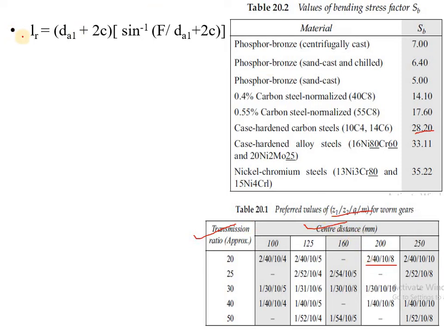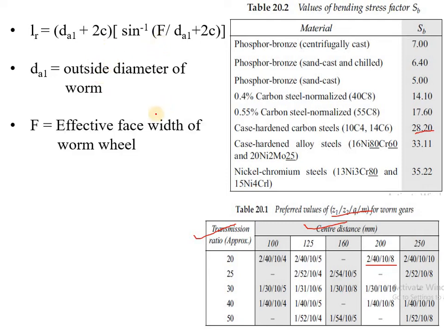Then next you have to find LR, the length of the root of the worm. It is given by this formula, in which DA1 is the outside diameter of the worm, and F is the effective face width of the worm wheel. It depends on the formula twice m under root of q plus 1, where q is the diametral quotient, which in this case is 10. Then C is the clearance between the worm and worm wheel, which is 0.2 m cos of the lead angle.